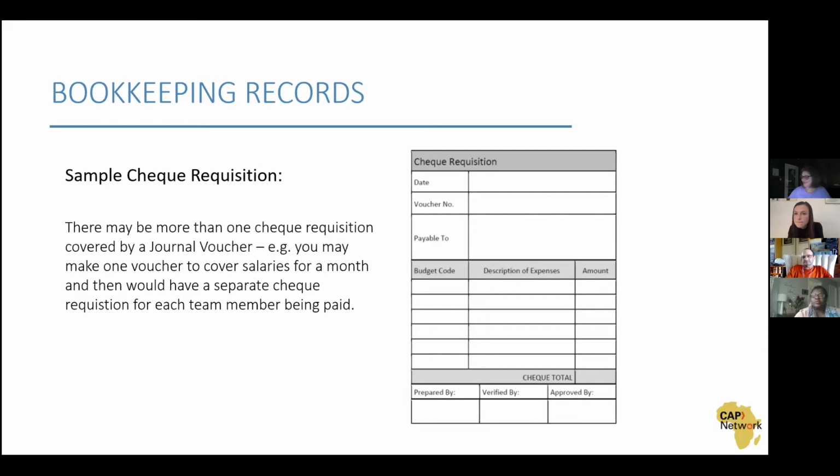Suleiman. Yes, yes, but actually, what is the difference between the request for payment form and the check requisition form? What are the differences?